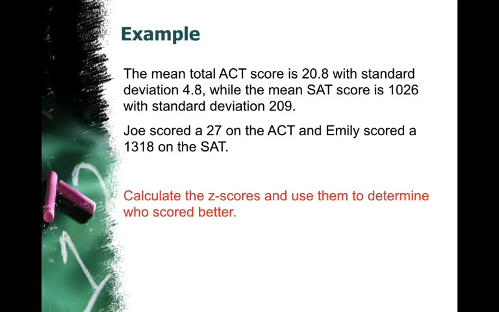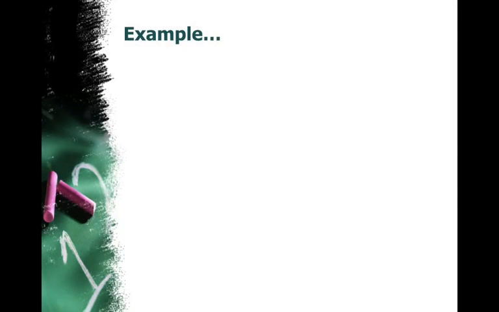And so pause the video, write down the mean for the ACT, the standard deviation for the ACT, and do the same for the SAT. And you should write down what Joe scored and what Emily scored as well. Okay, hopefully you have those written down. And so let's just start with Joe.